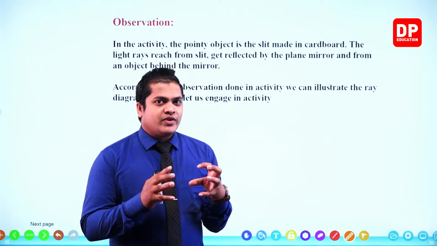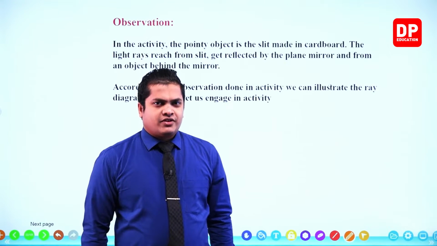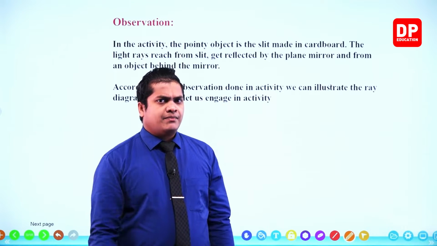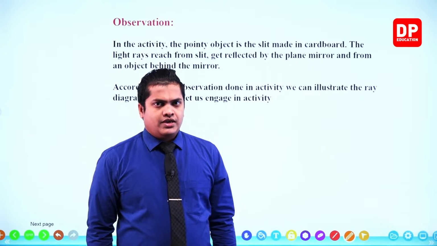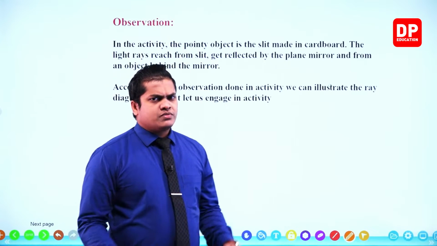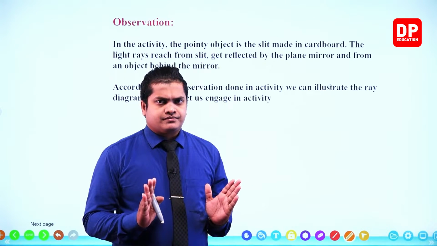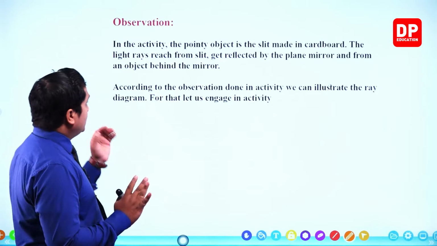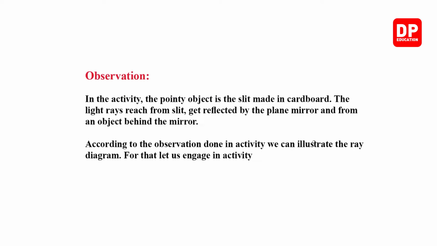Right, my dear children, so we conducted the activity. Now it's time to investigate the observation from that particular activity. Let's see the observation. Our observation was quite simple. What is that? In the activity, the pointy object is the slit made in the cardboard. So our pointy object was that slit made in the cardboard.